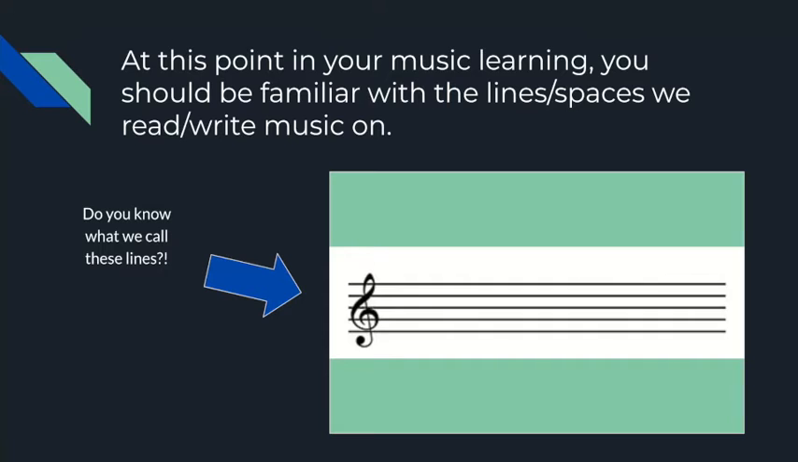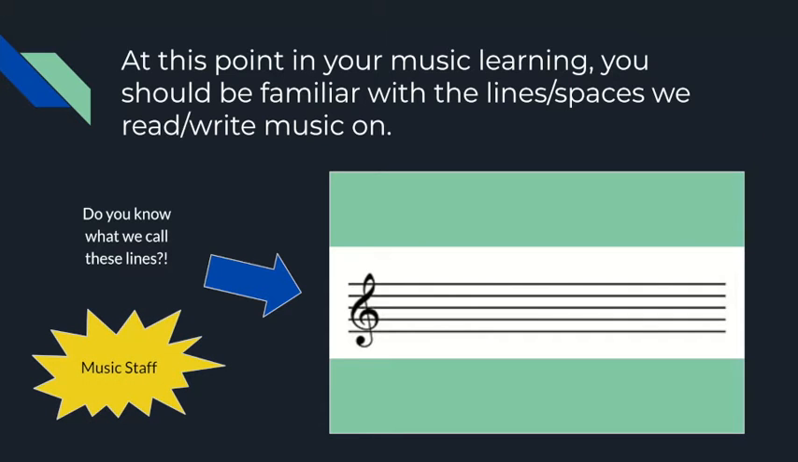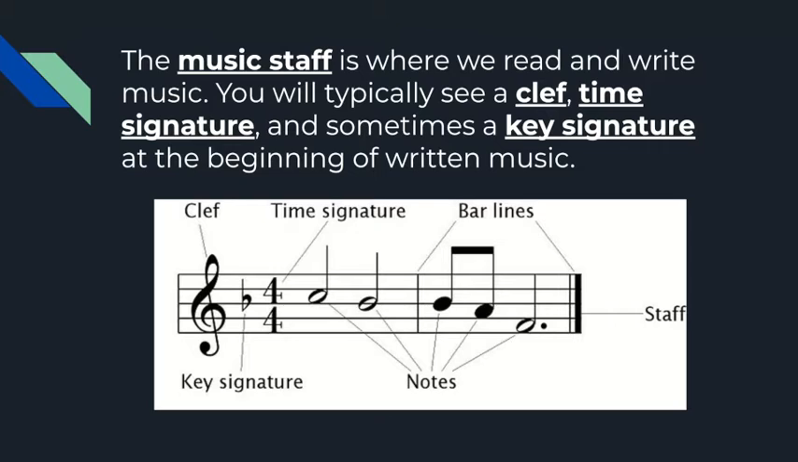Take a look at the picture in the green box on this slide. You should be familiar with these lines and spaces we read and write music on. Do you remember what we call these lines? The music staff is where we read and write music. You will typically see a clef, time signature, and sometimes a key signature at the beginning of written music.